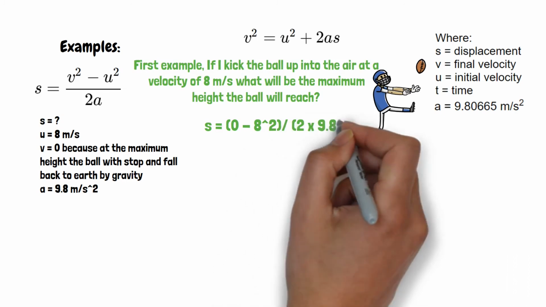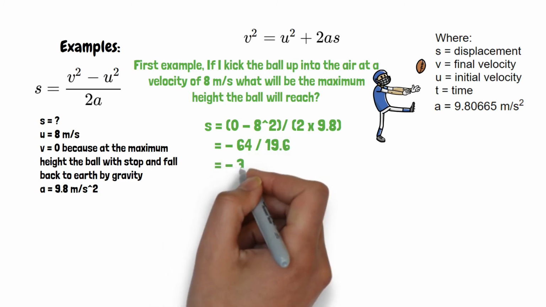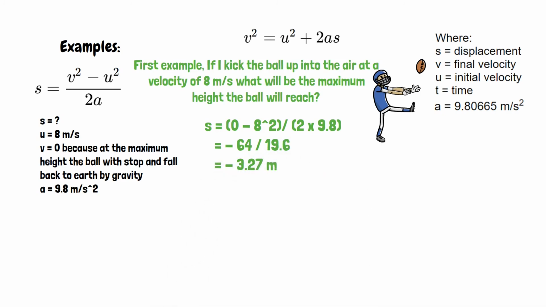When you punch in all the variables in the equation, you will be able to calculate the displacement, which is 3.27 meters. You might be wondering why it is negative. It is because the ball is traveling in the opposite direction.